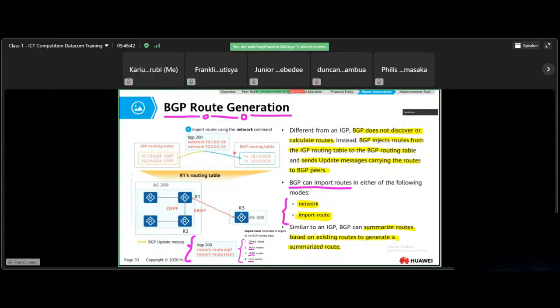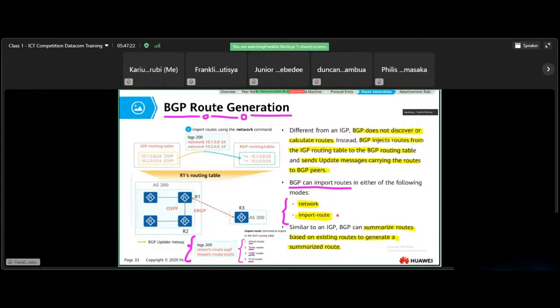The other command is the import-route command. For instance, you go to your BGP process, BGP autonomous system number 200. Then you say import-route, then you specify the protocol. BGP can import direct routes, static routes, OSPF routes, and ISIS routes into its routing table. If you use either of these two commands, then BGP is going to import the routes into the routing table.